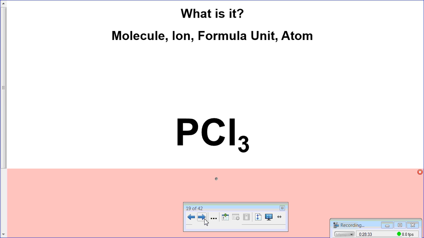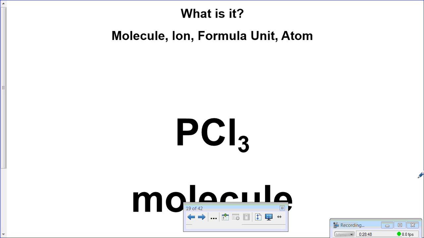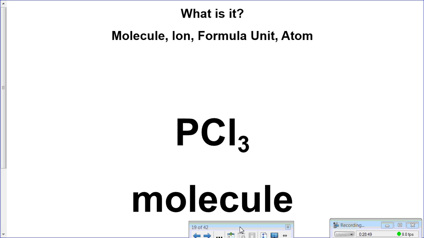PCl3, not an atom, it's got more than one thing. Not an ion, no charge there, so it cannot be an ion, so it's either a molecule or formula unit. Phosphorus and chlorine are both non-metals. Non-metals are molecules, so this is a molecule.